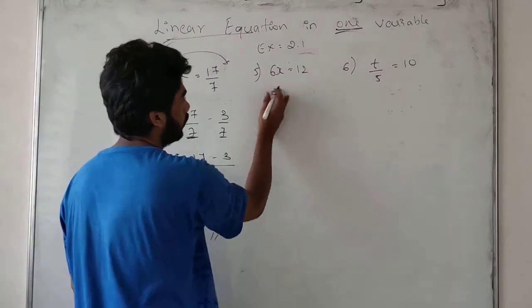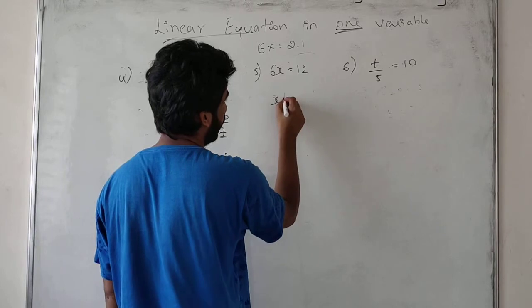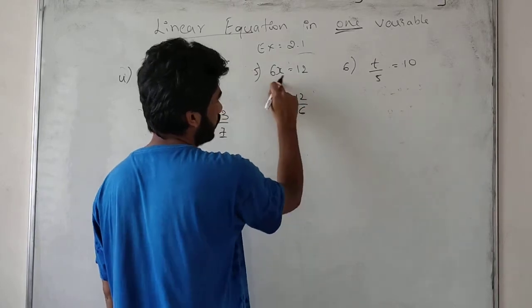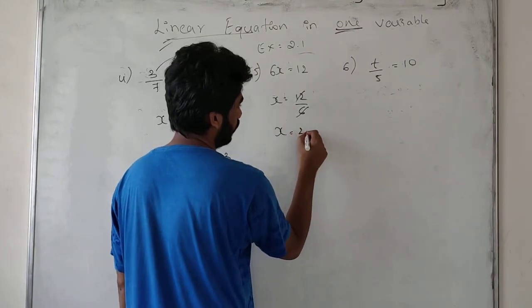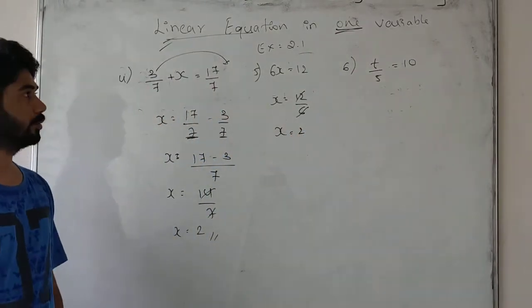Next one. See here, 6x minus 2. So x, I take as 12 divided by 6. What is the denominator? x is equal to 1 twos are 2. So x is equal to 2 is the required answer. Okay.